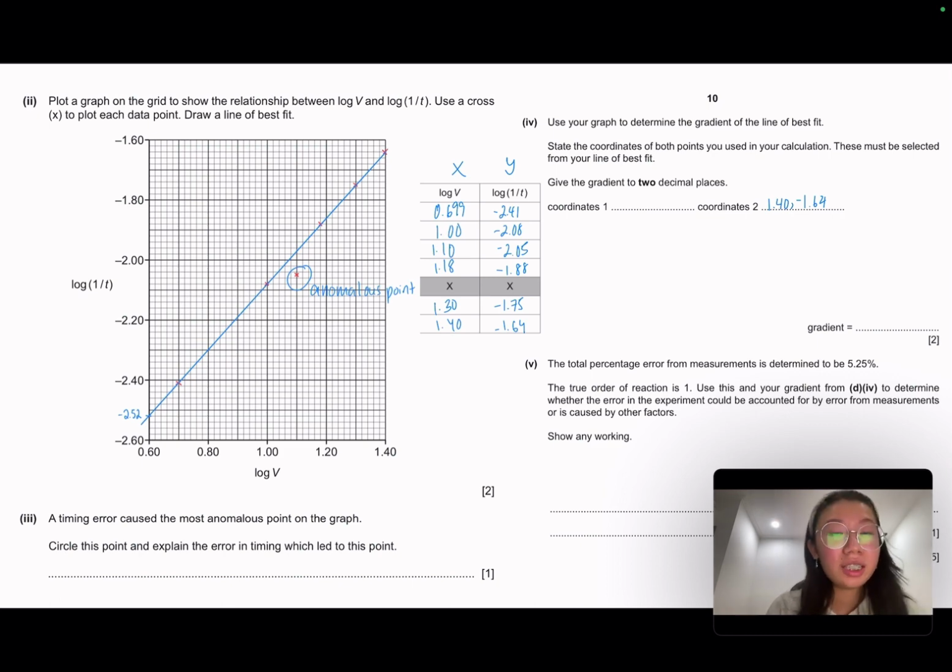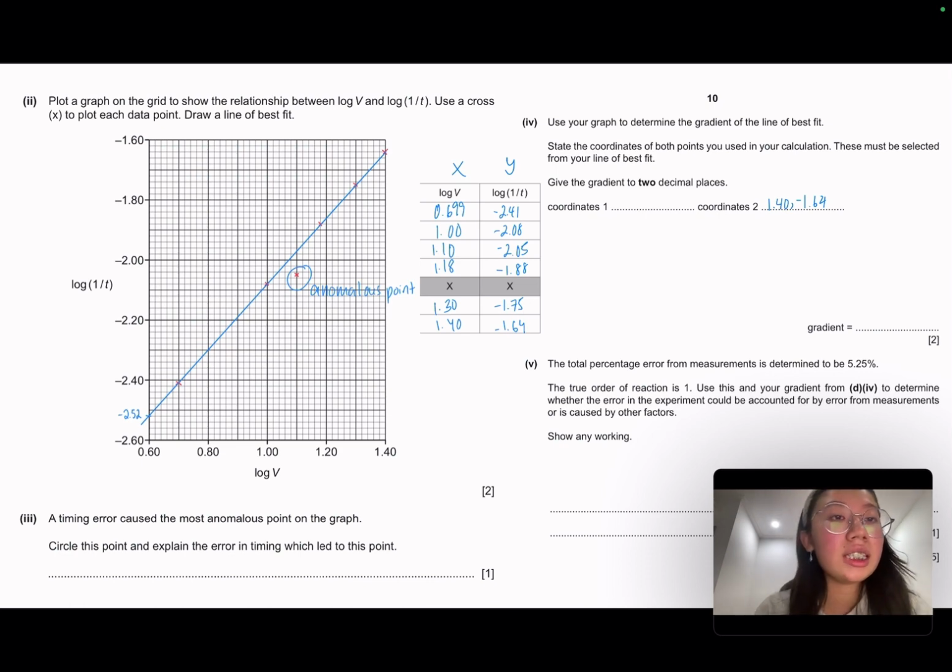Alright, okay. See, this question, part 3, they're already asking for it. A timing error caused the most anomalous point on the graph. Circle this point and explain the error in timing which led to this point.